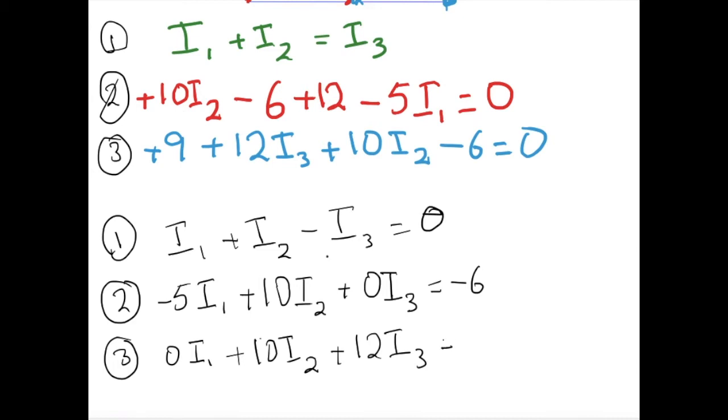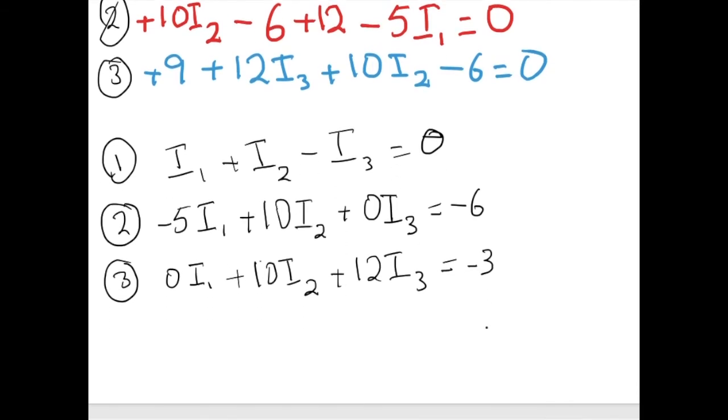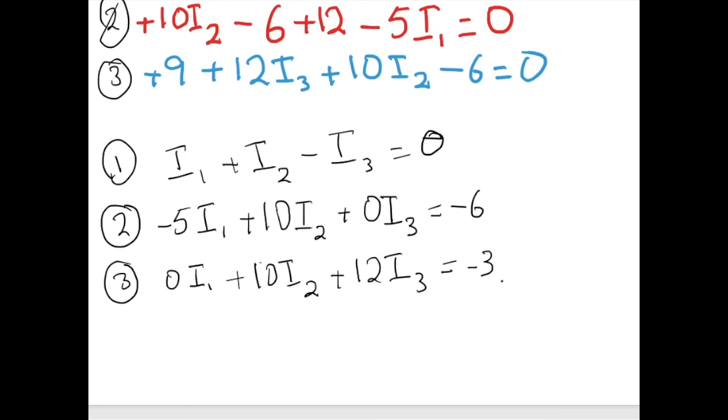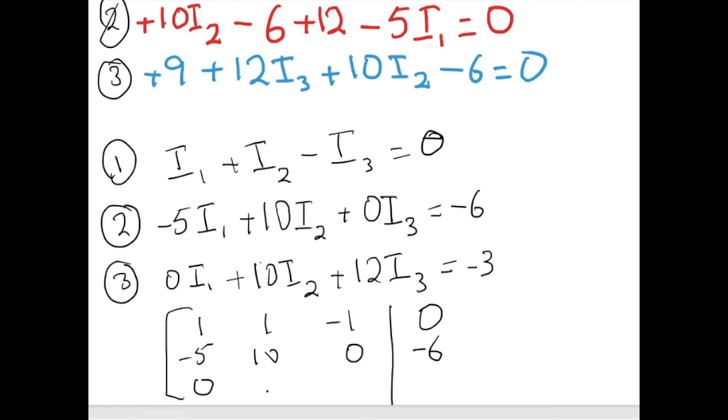The constant terms: 9 minus 6 on this side would be a 3. Moving to the other side, that gives me a minus 3. So now that I have rearranged my equations ready to go into the calculator, my matrix is going to look like this: 1, 1, minus 1, 0, minus 5, plus 10, 0, minus 6, you get 0, 10, 12, minus 3.